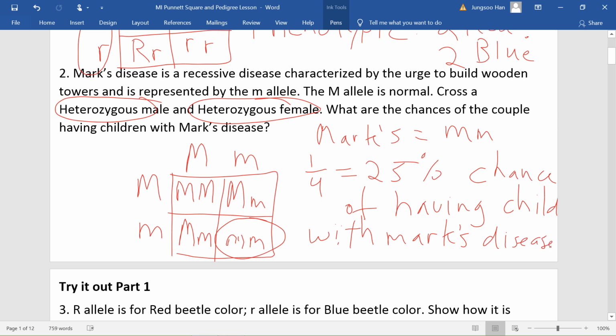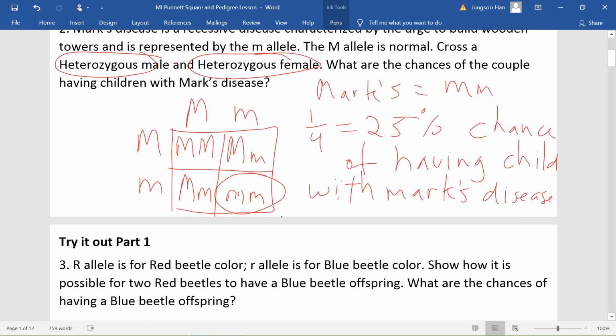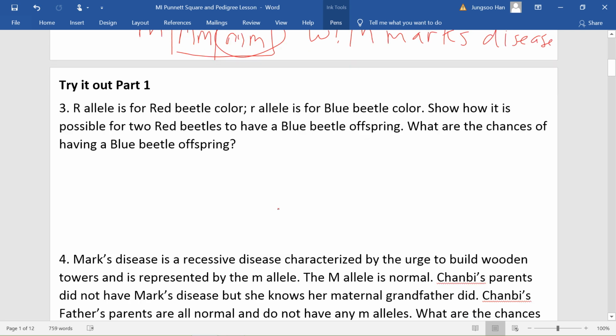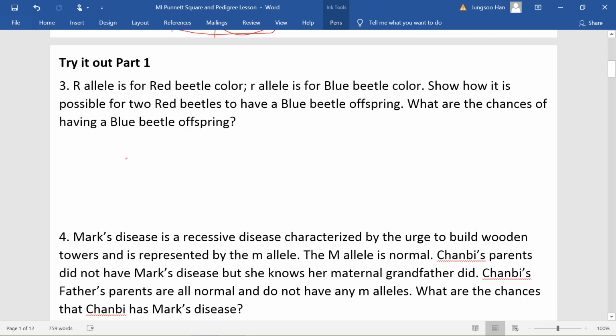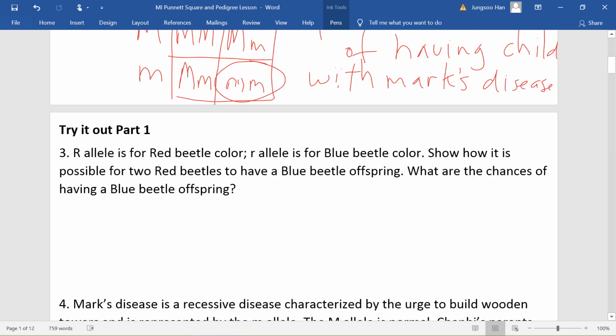Okay, so that's how to solve some basic Punnett square problems. Let's move on to the next one. For this part, you guys are going to try this on your own. There are actually 2 questions, but let's do the first one, and then I want you to pause the video and do number 3. When you play it again, I'll start solving it. Okay, so go ahead and pause.